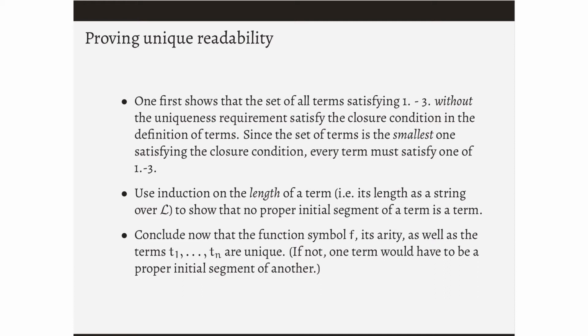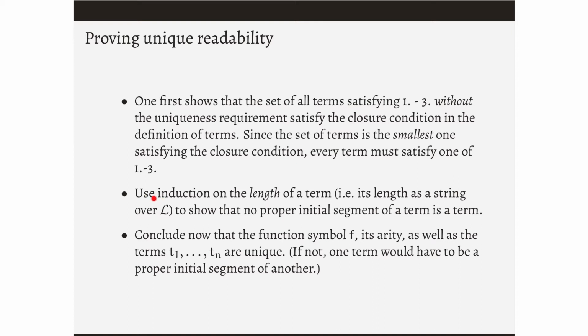So either you are a variable or constant symbol, or if you are given terms and a function symbol, then applying that function symbol to the terms gives you a term again. Since the set of terms is the smallest one satisfying this closure condition, every term must satisfy one of 1, 2, 3.